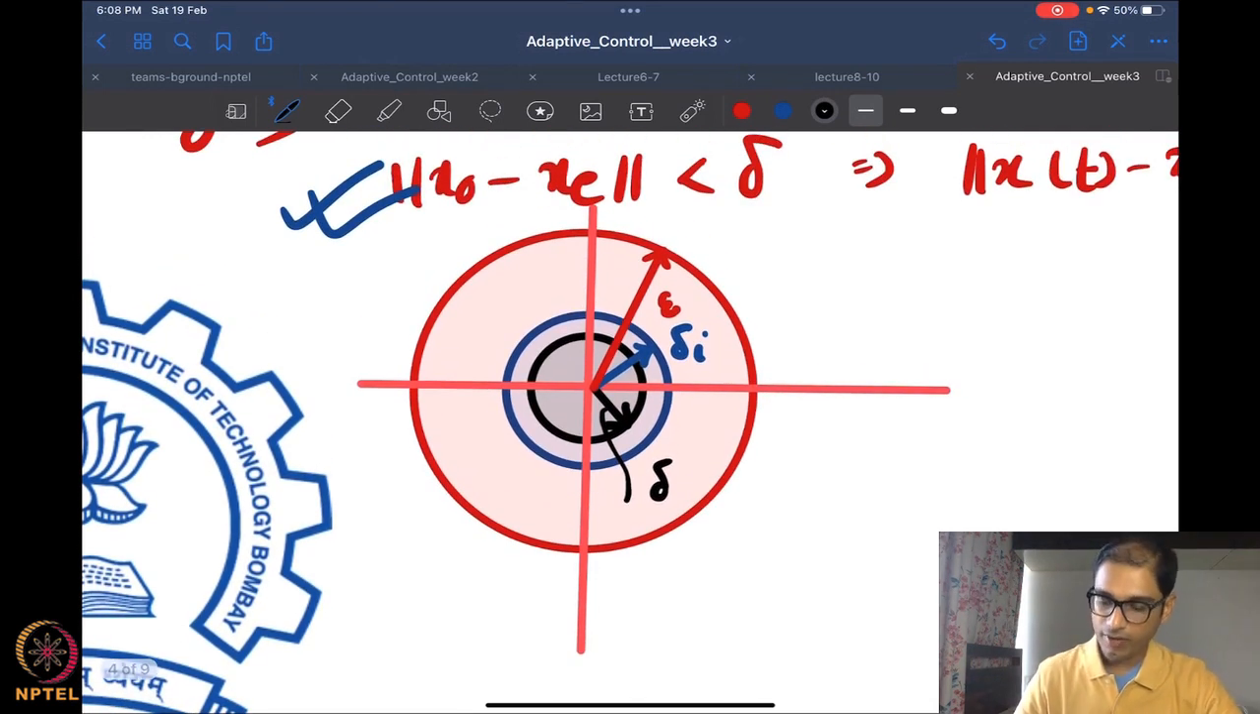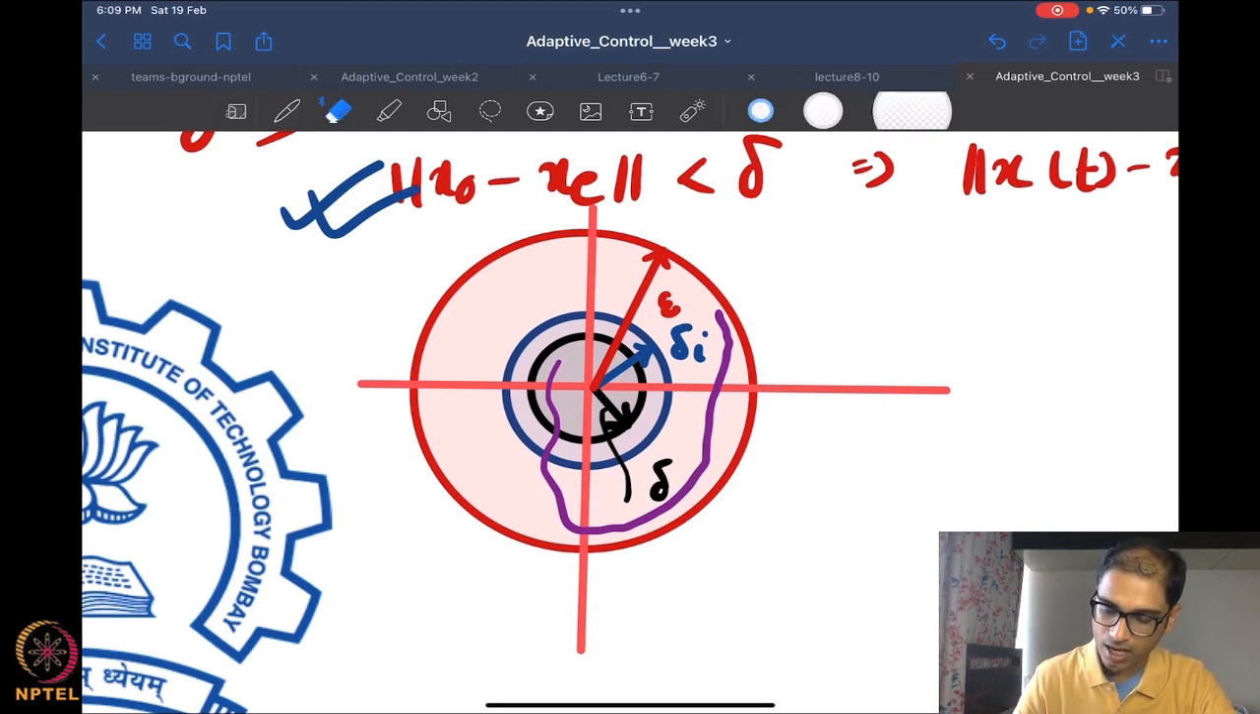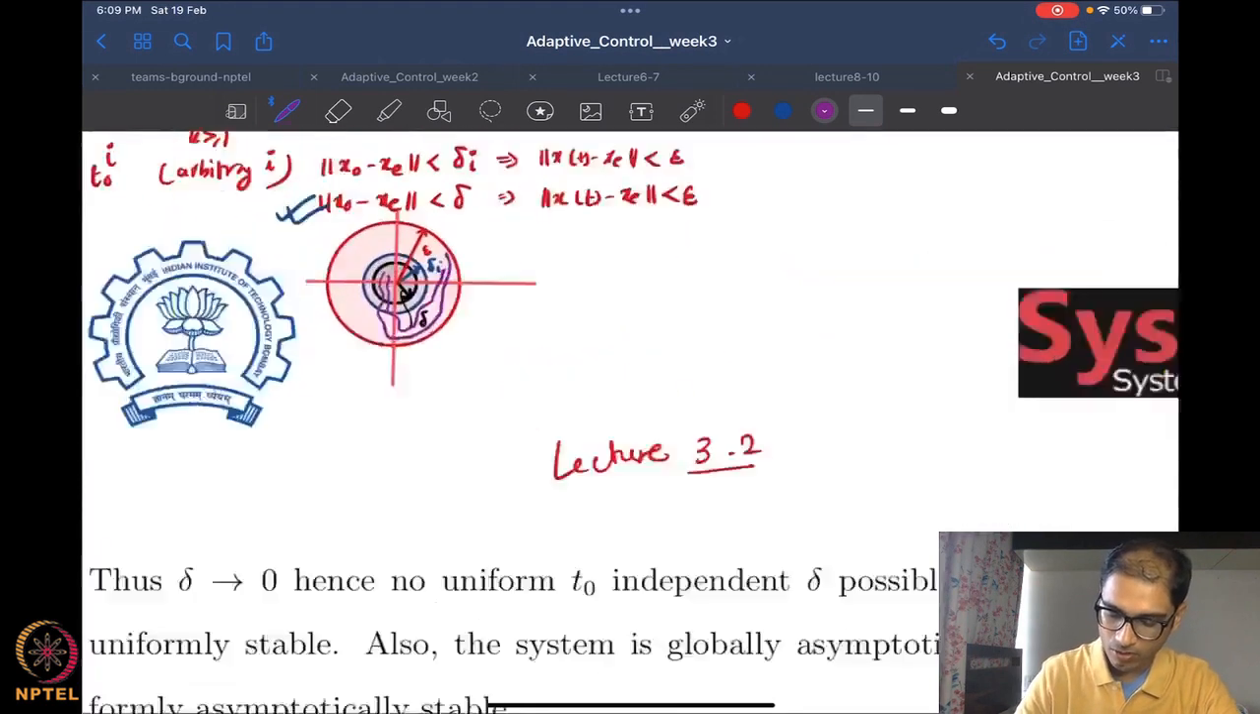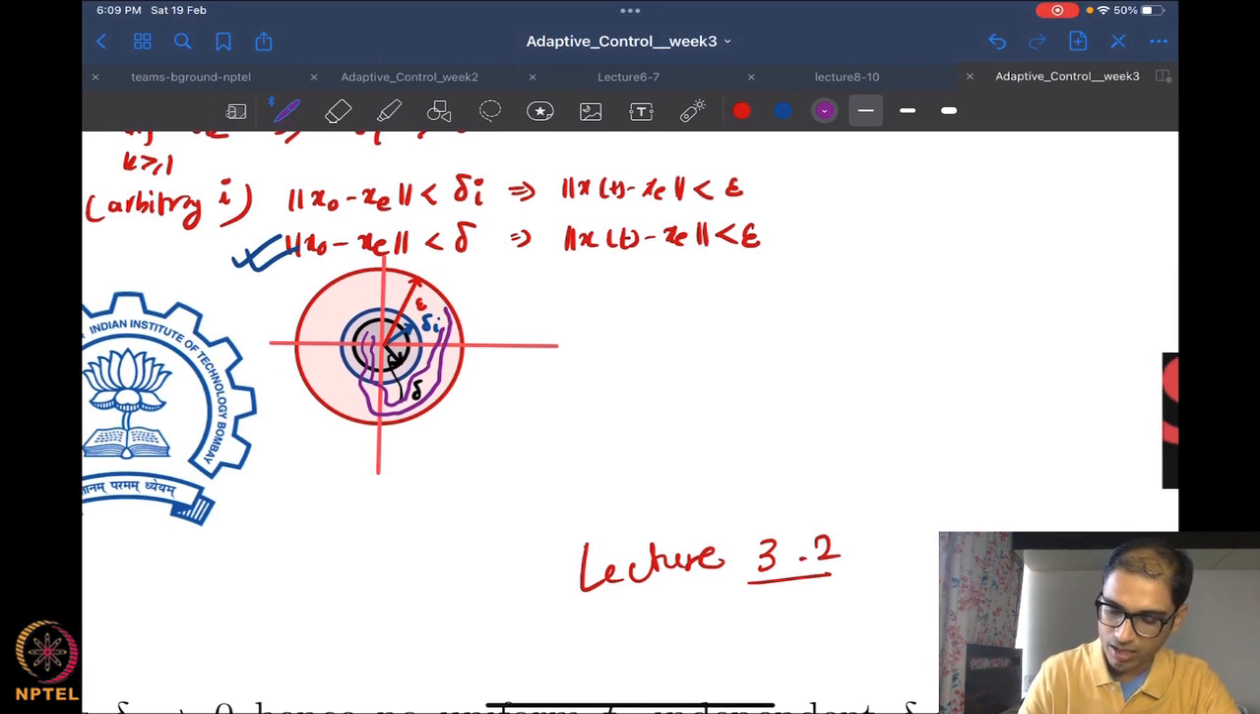Okay, so what is evident to me is that if I know that my solutions starting in the delta I ball remain in the epsilon ball, then it is guaranteed that if I start in the delta ball, which is smaller than the delta I ball, so anything inside the delta ball is also inside the delta I ball, right, so anything starting here also remains within the epsilon ball. All right, so this is evident, right? So this is why, even without this picture, I can still claim that this implies that norm x0 minus xc is less than delta I.